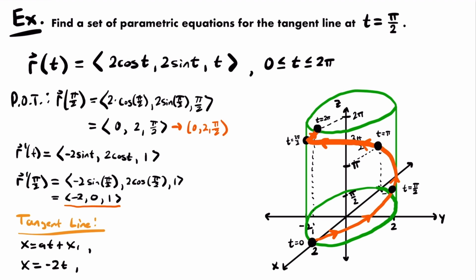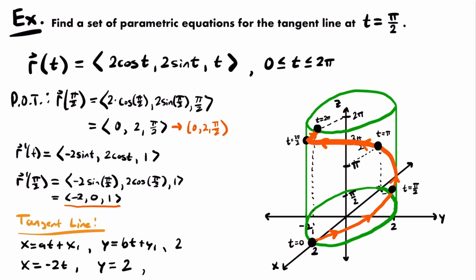Then for the y equation, we'll have y equals b times t plus y1, where b is the y component of the direction vector, or in this case, the tangent vector, and y sub 1 is the y coordinate of the point of tangency, which is 2. So y would be equal to 0 times t plus 2, but 0 times t is 0, so this would just be y equals 2. All right, so that's our y equation.